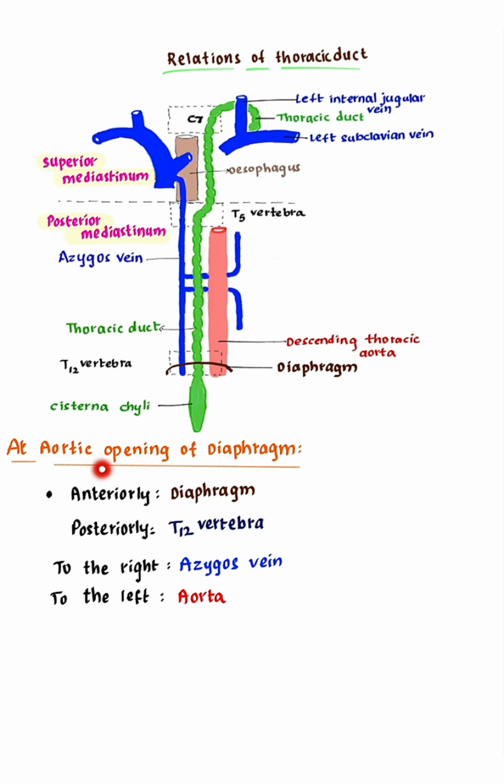First, let's see the relations at the aortic opening of the diaphragm. At the level of aortic opening of the diaphragm, anteriorly, diaphragm is present. Posteriorly, T12 vertebra. To the right, azygos vein. You can see the azygos vein. To the left, descending thoracic aorta.